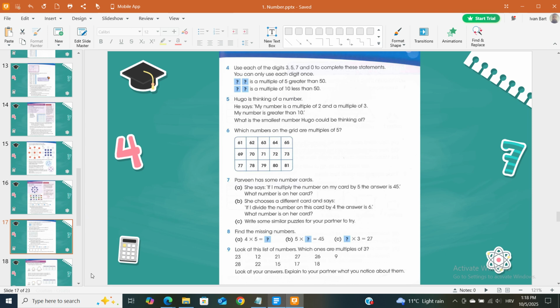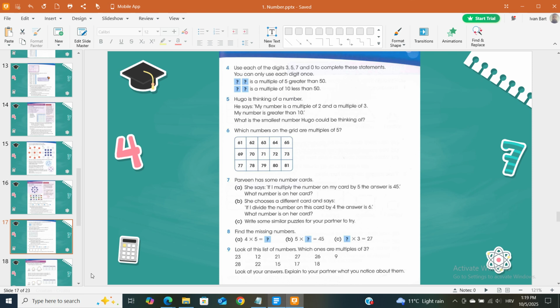7. Parveen has some number cards. A. She says, if I multiply the number on my card by 5, the answer is 45. What number is on her card? B. She chooses a different card and says, if I divide the number on this card by 4, the answer is 6. What number is on her card? C. Write some similar puzzles for your partner to try.